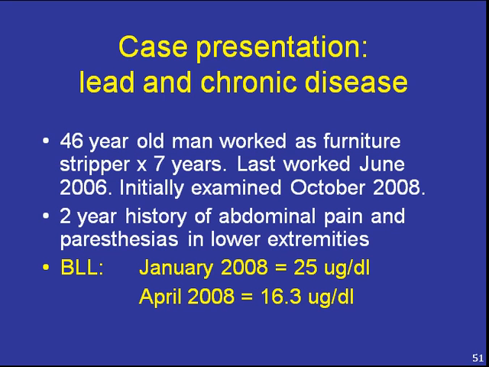At that time, his blood level was 25 micrograms per deciliter. Recognizing that this was, although technically within the normal range of the laboratory report, elevated above the background, the primary care provider repeated the blood lead 4 months later, and you can see it was 16.3 at that time. And then several months later referred the patient to see me. He had a 2-year history of abdominal pain and burning, numbness and tingling, paresthesias in his lower extremities.